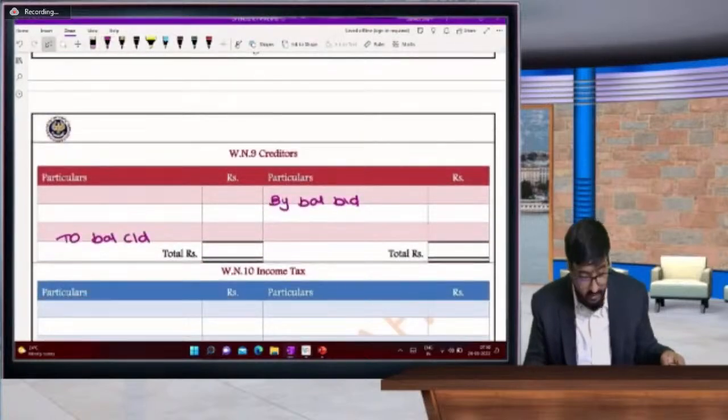Yes, creditors now I'm writing correctly. 43,000 and 50,000.